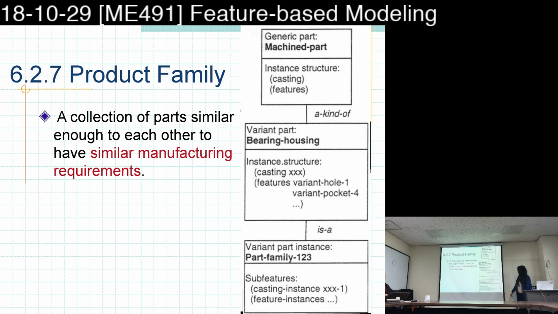And third one is about variant part instance. In this, it includes the actual part which satisfies the specification of product family. So it includes the actual part instance.